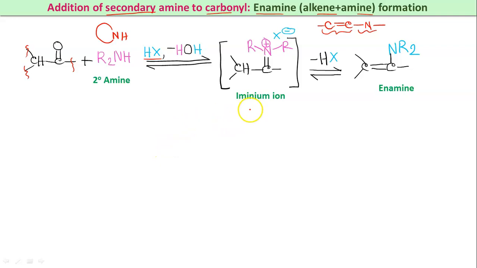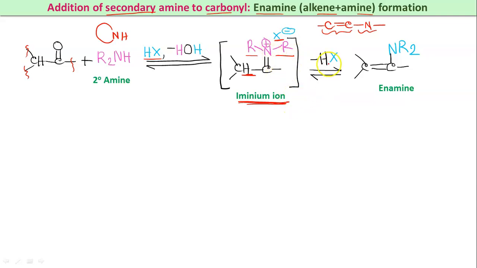And there is formation of iminium ion. Now in case of 1 degree amine, in the previous video we have seen there is also formation of a C=N double bond, but there we have only one R group, that is why nitrogen is not positively charged. But here we have two R groups and nitrogen is positively charged, that is why it is not imine but it is iminium ion. And finally the hydrogen at alpha position of carbonyl and the X minus, that is the counter ion of this positively charged nitrogen.